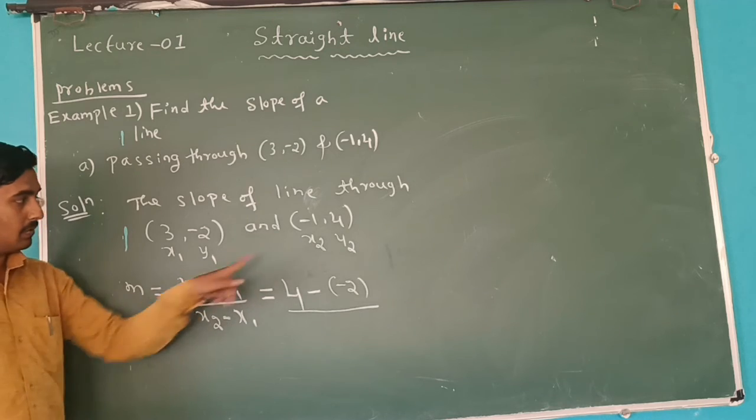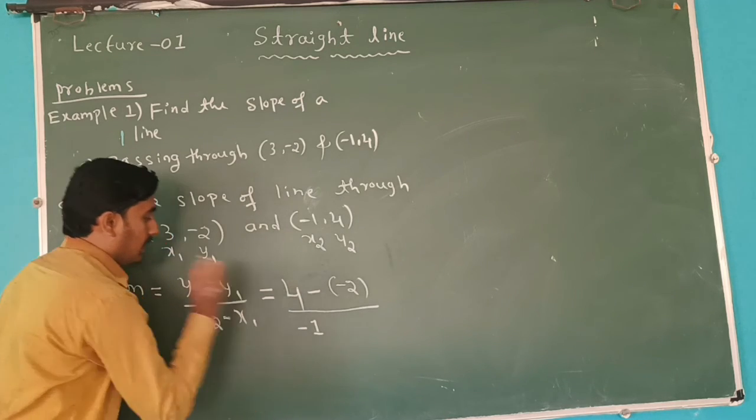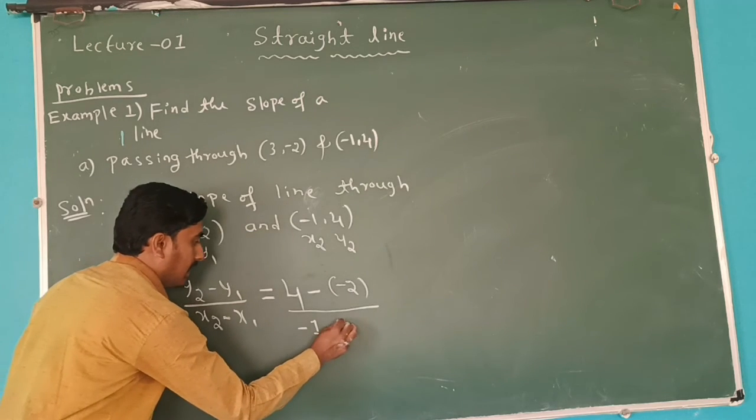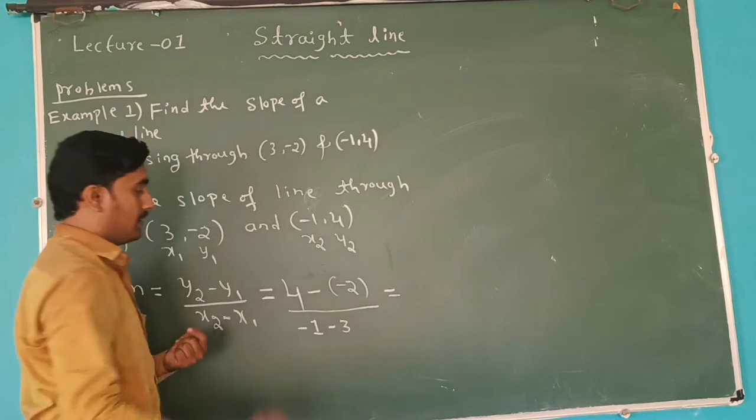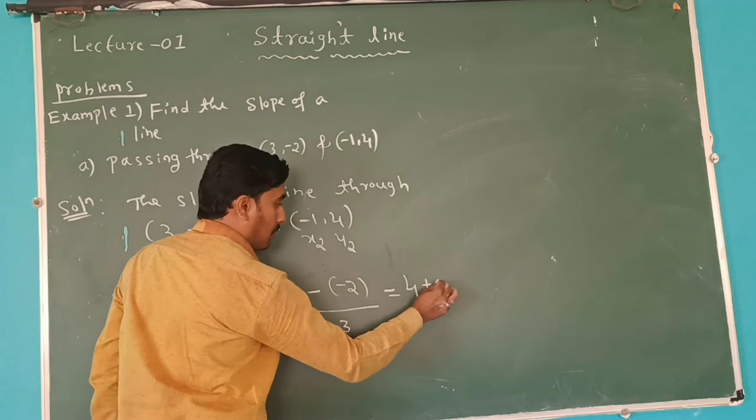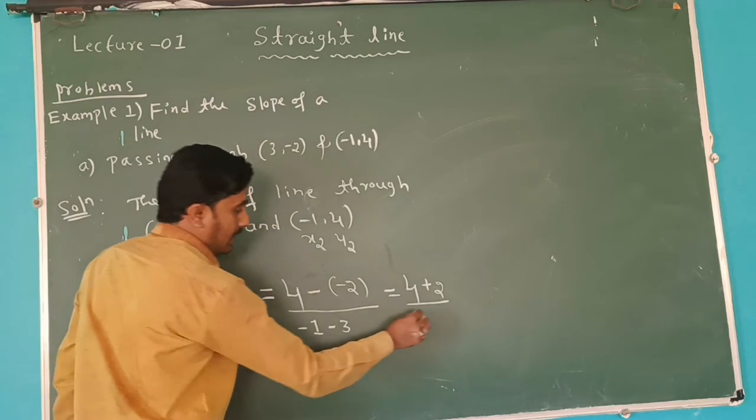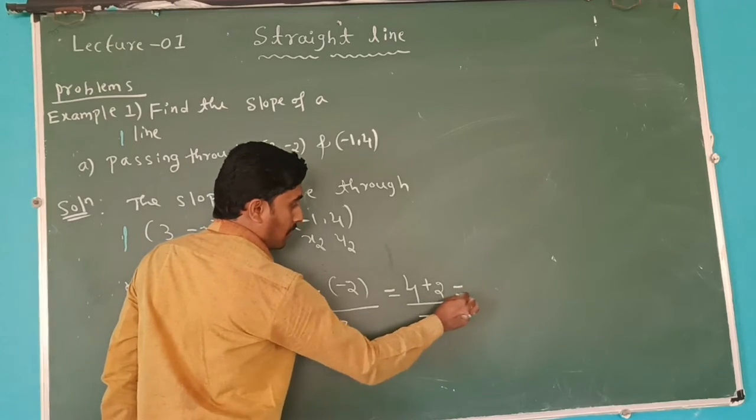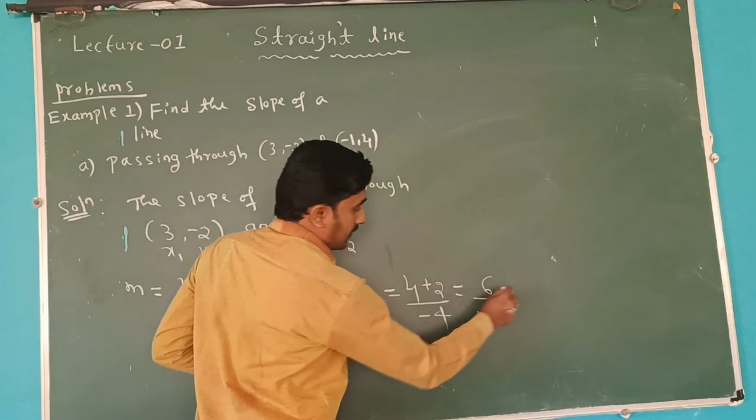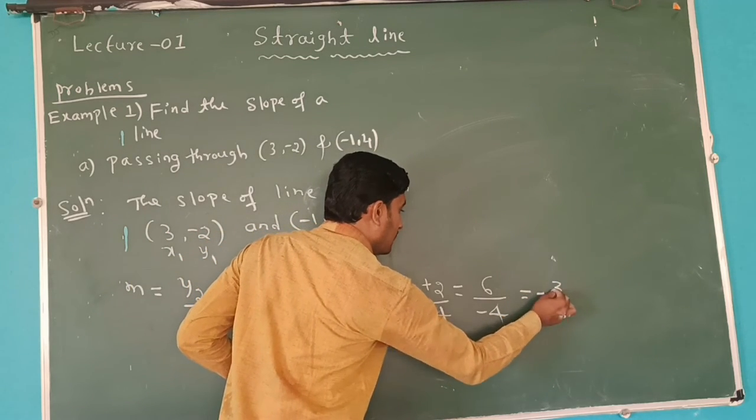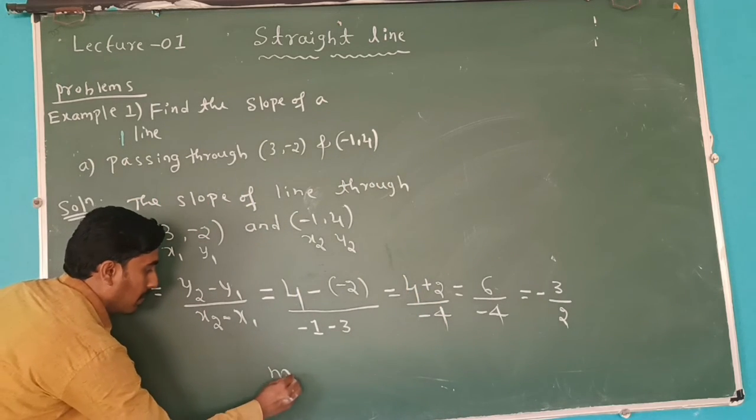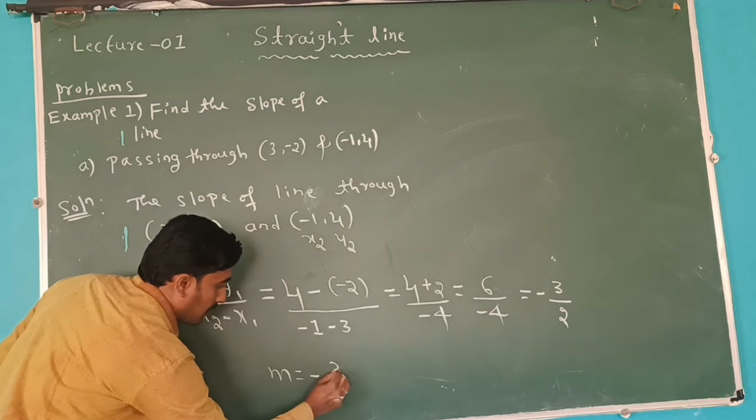What is x2 here? x2 is minus 1, and x1 is 3, minus 3. So this is equal to 4 minus into minus is plus 2, divided by minus 1 minus 3, which is minus 4. So this is equal to 4 plus 2 is 6 divided by minus 4. You can cancel this one. Okay, slope of the line m equal to minus 3 divided by 2.